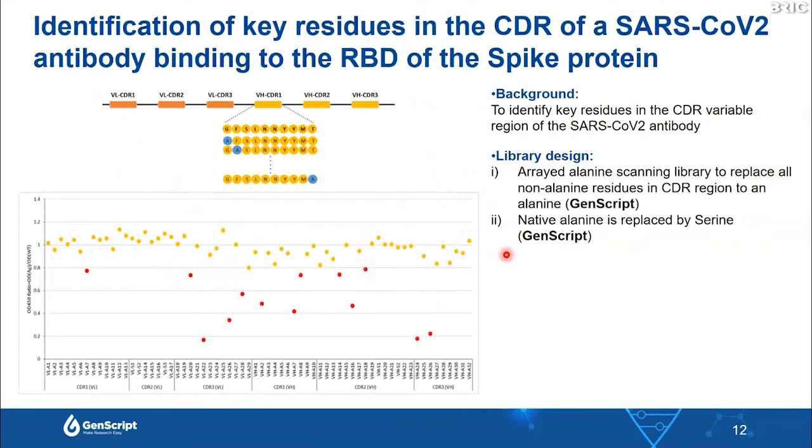In this next case study that we have performed in-house at GenScript, we would like to identify key residues in the CDR or variable region of the SARS-CoV-2 antibody. To do that, we generated an array Alanine scanning library to replace all non-Alanine residues in the CDR region in both the heavy chain and the light chain with an alanine. Native alanine is also replaced with a serine to probe the function of the native alanine residues in such a CDR region. The red dots in this figure show the crucial residues that are important for antibody and antigen binding. And upon identifying such important residues, we could optimize the binding of the antibody through mutations of these residues.